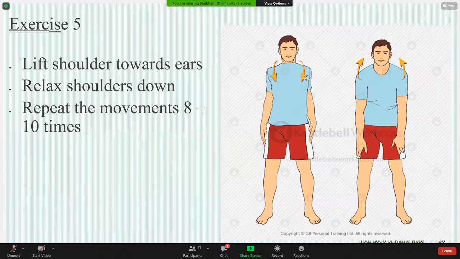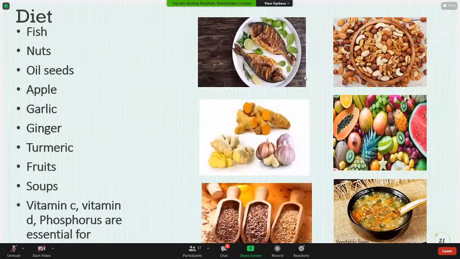Now, after prevention, what are the diets we have to follow which will help to ease the burden of cervical spondylosis? Our diet should contain fish, nuts, oil seeds, apple, garlic, ginger, turmeric, fruits, soups. Vitamin C, vitamin D, and phosphorus are essential for bones.